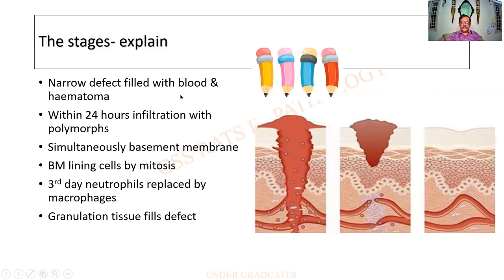So this is the explanation. There is a narrow defect filled with blood and a hematoma. Within 24 hours, there is an infiltration with polymorphs or neutrophils. Simultaneously, there is a proliferation of the basement membrane and the epithelial cells along with it. After the third day, the neutrophils are being replaced by the macrophages. Those are the scavenger cells which will be removing the debris. And finally, the granulation tissue that we mentioned earlier will be filling the defect. Don't mistake the granulation tissue with the hematoma. You must draw this.